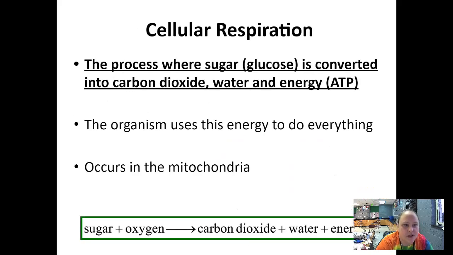So cellular respiration, like I said, is the process where sugar is converted into carbon dioxide, water, and energy. The organisms use this energy to do everything. It occurs in the mitochondria. So if you look at the equation for cellular respiration, you take in sugar, which is from your food. We breathe in oxygen. That is your reactants. Then on the product side, we breathe out carbon dioxide, our body takes in water, and our cells use the energy that's created.